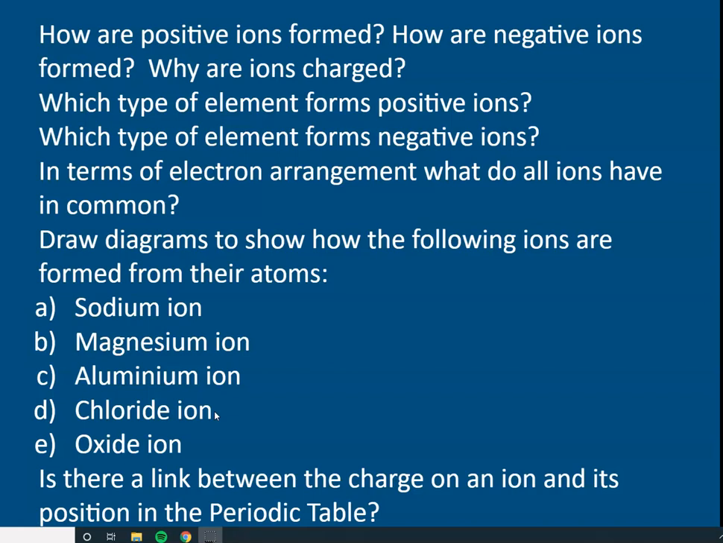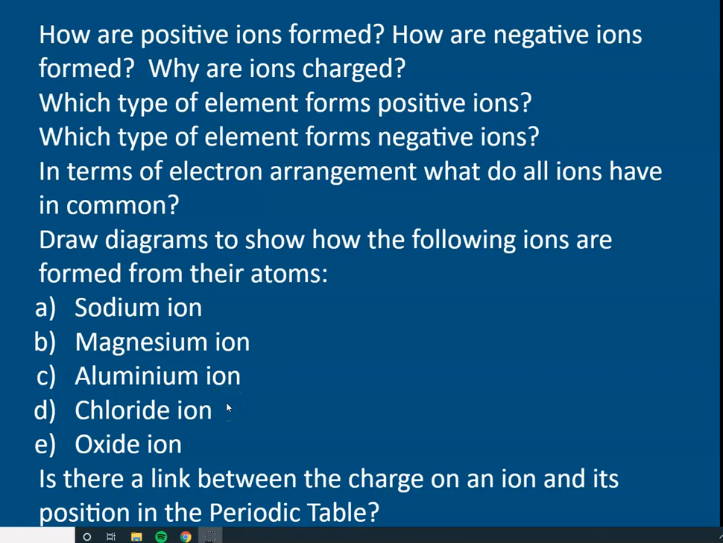Okay, the oxide ion. Oxygen is 2, 6. It needs to gain 2 electrons to its outer shell to form the oxide ion. And again, you'd put 2, 8 in square brackets with a 2 minus outside at the top. If you're not sure where to place these charges, there's a good indication a couple of slides further on.